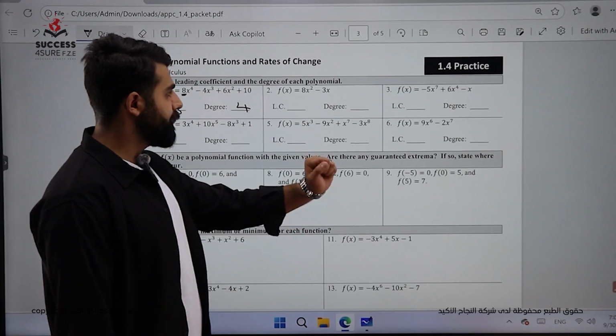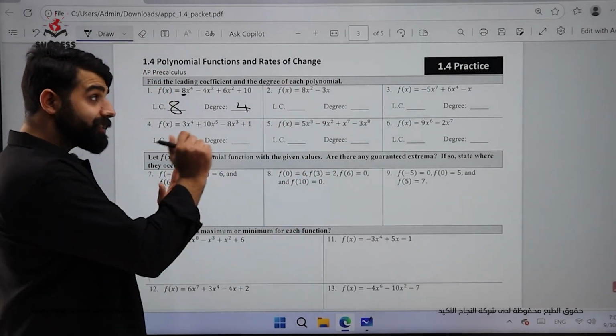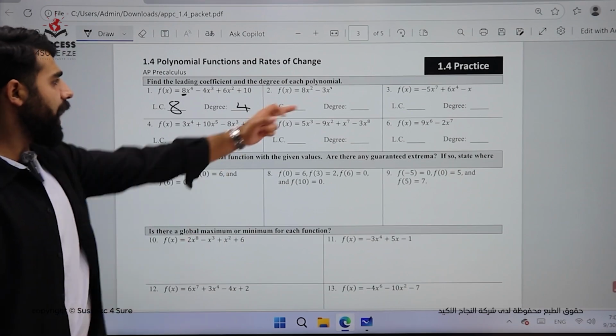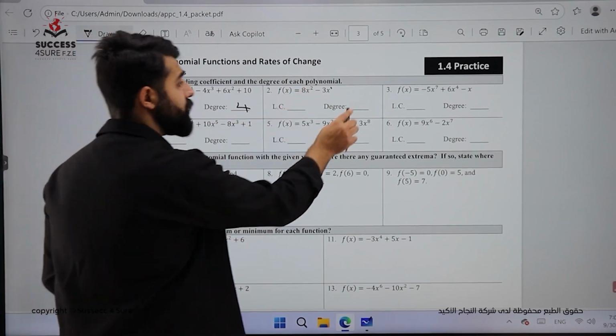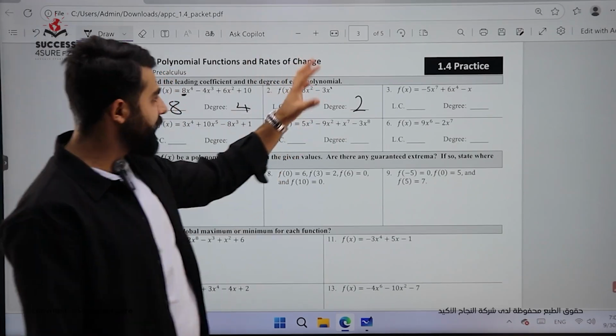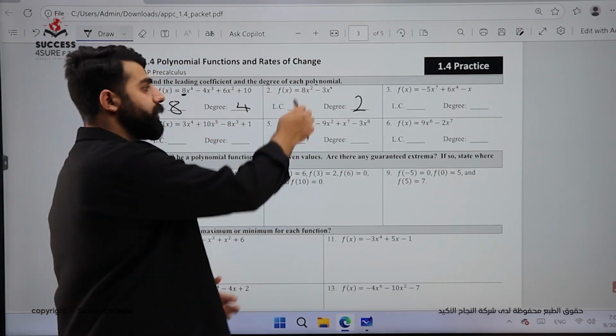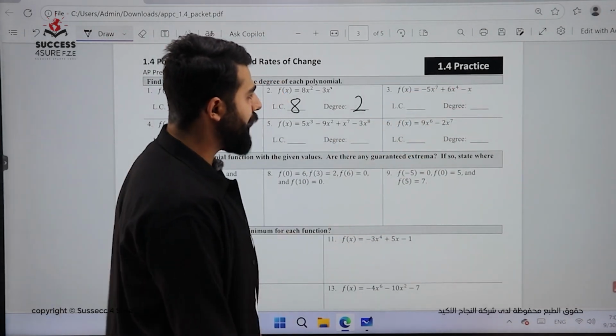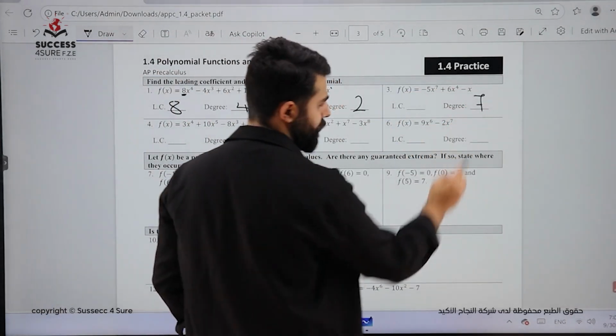The next one: what is the largest power? Notice that when you don't have a power, that means the power is equal to 1. So the highest power here in this function is 2. Now, what is the leading coefficient? It's the number behind that x that's carrying the 2 as a power, which is 8. The third one: the highest power here is 7.